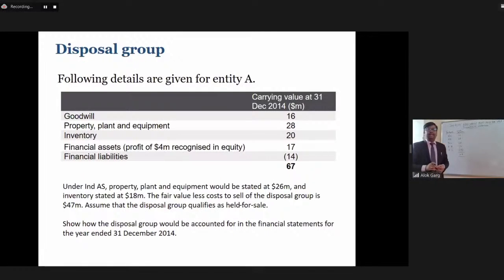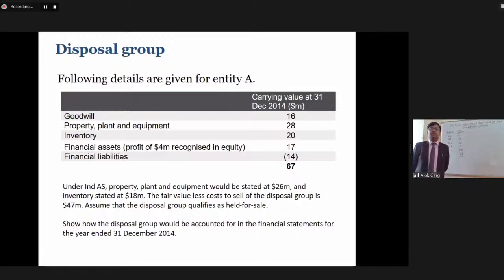Under IND AS, PPE would be stated at 26 million and inventory at 18 million. So the values of PPE are given: on 31st December it was 28, now it is 26, and inventory was 20, now it is 18. The fair value less cost to sell of the disposal group is 47 million, and the fair value of the disposal group is also given as 47.